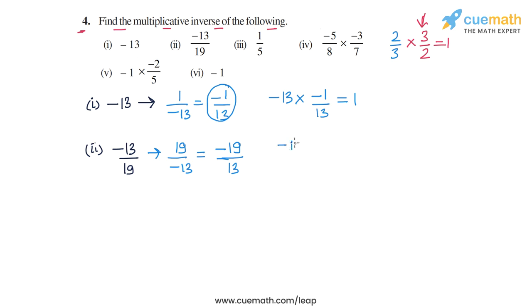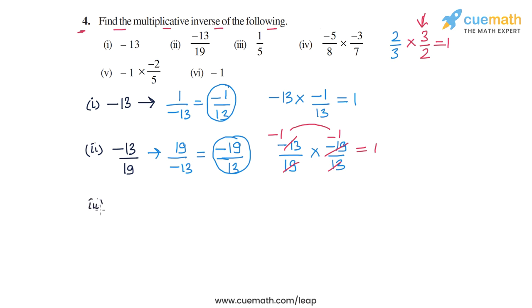Once again, we can verify that this works. If we take minus 13 by 19 and multiply it by minus 19 by 13, we will get minus 13 by 13 as minus 1 and minus 19 by 19 also is minus 1, and the product of minus 1 and minus 1 will give us 1. So the answer, the reciprocal or multiplicative inverse in part 2, is negative 19 by 13.